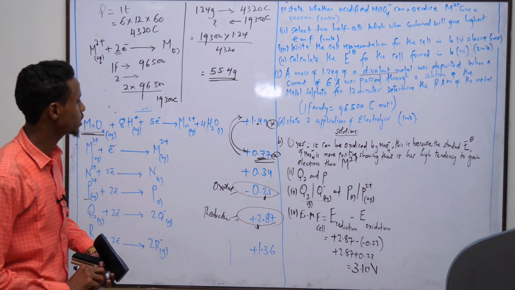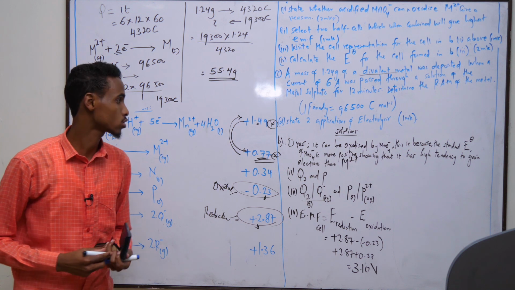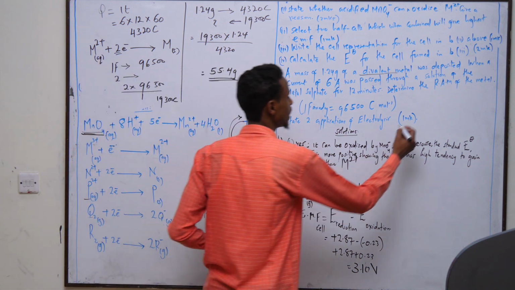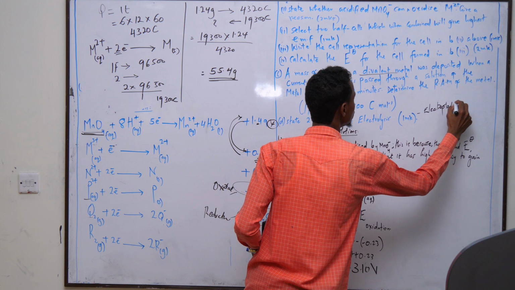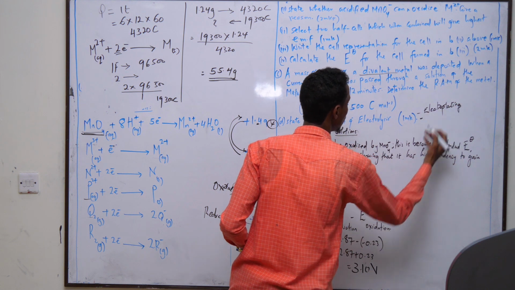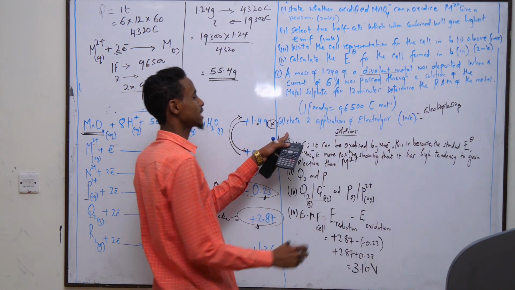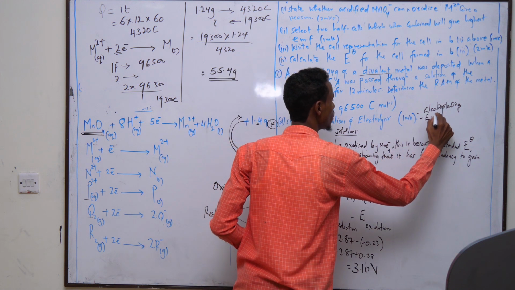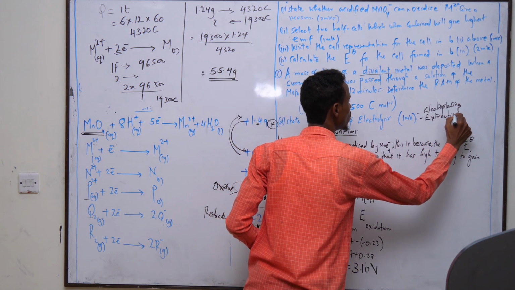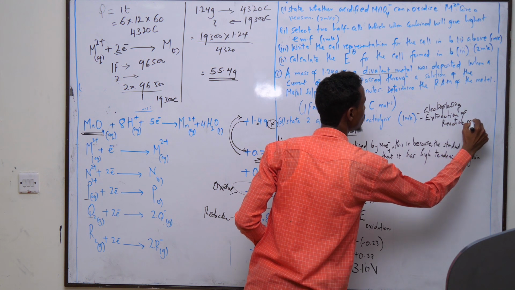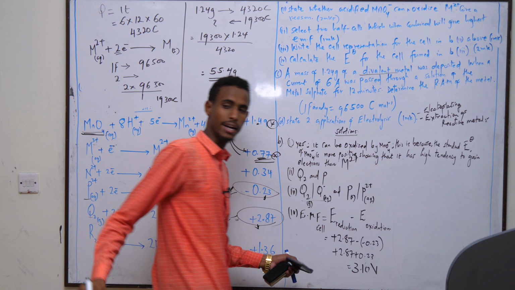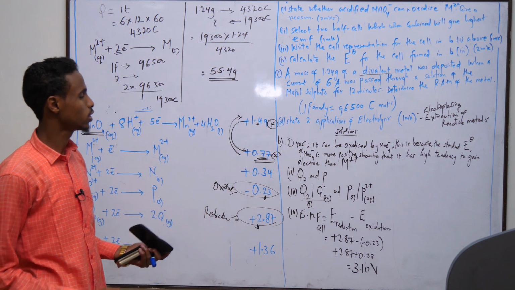And the last question is to state 2 applications of electrolysis. Number 1 is electroplating. It is used in electroplating. And number 2 is extraction of reactive metals. And that is briefly about the question.